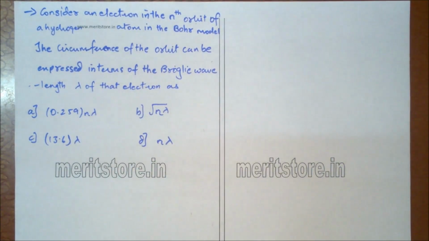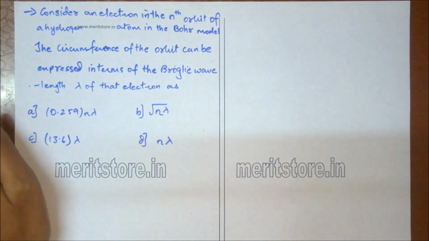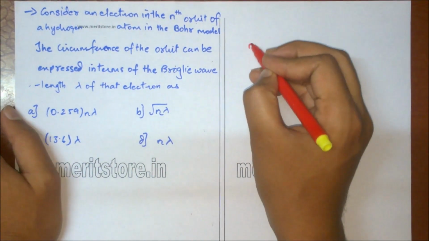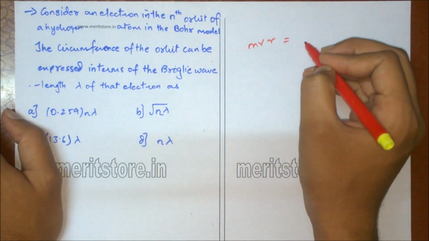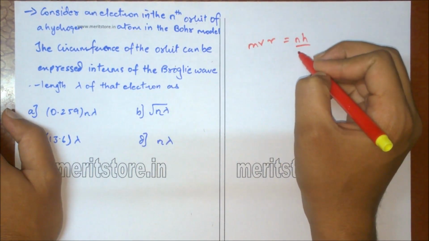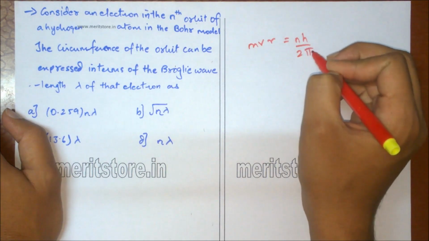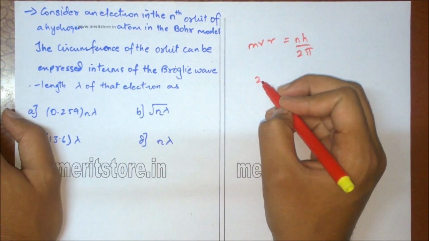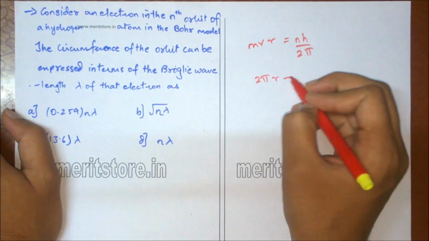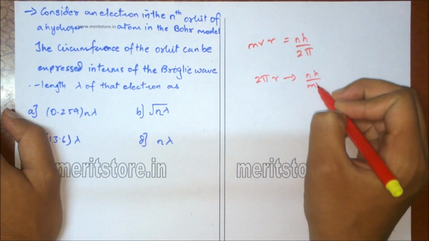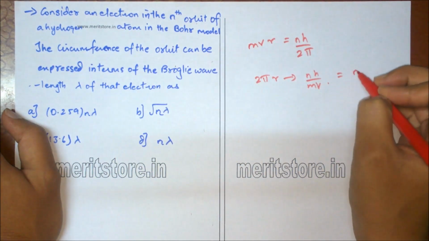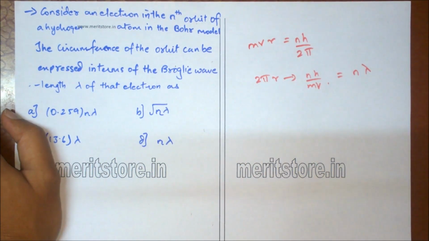Consider an electron in the nth orbit of a hydrogen atom in the Bohr model. The circumference of the orbit can be expressed in terms of the de Broglie wavelength lambda of that electron as. According to Bohr's theory, MVR is equal to NH upon 2 pi. So we can write this as 2 pi r, which is the circumference, equal to NH upon MV, where this can be written as n times lambda.